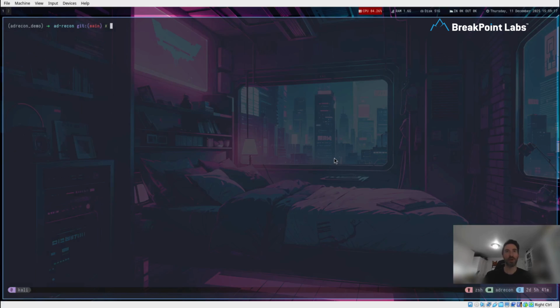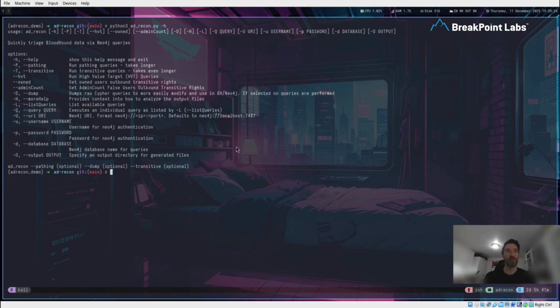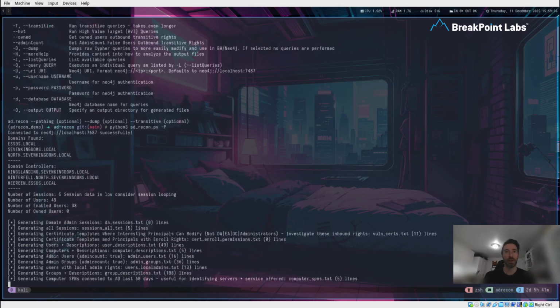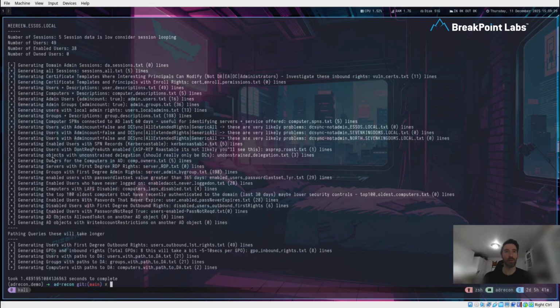So first we'll start by running our help function. We can see that we have a few options beyond the standard queries. In this case, we're going to be looking at pathing and transitive queries a little bit. To run these, all we do is run ad-recon with the requisite switches. So we'll do pathing, and we can see it runs our general queries and all the standard output we would get, but we additionally now get the output of our pathing queries.